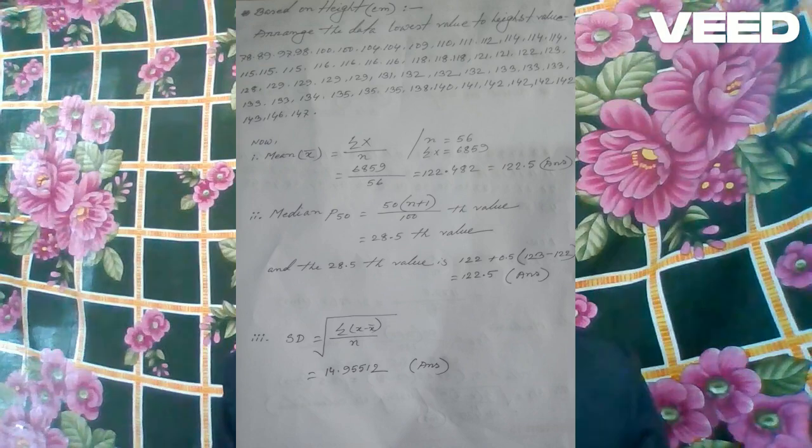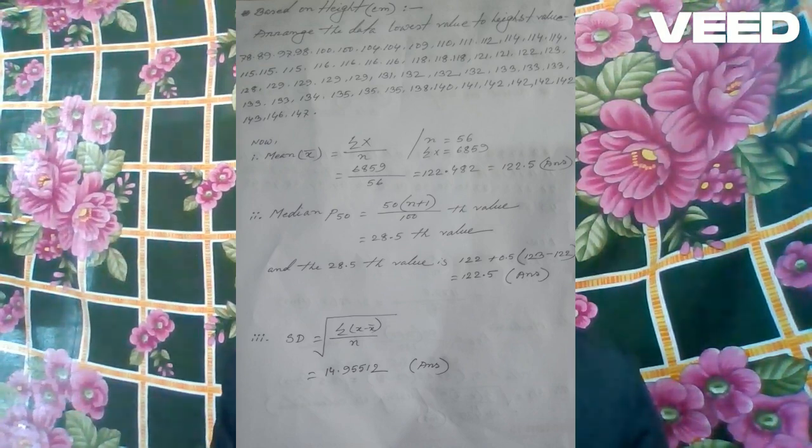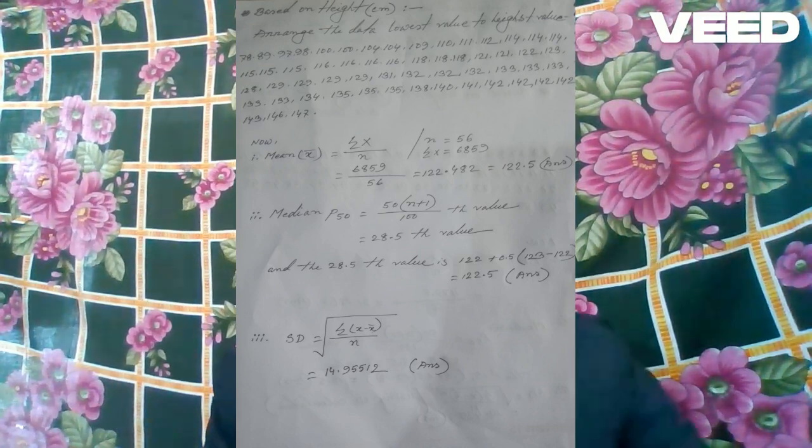Height samples are first arranged small to large. The mean is 122.482, median is 122.5, and SD is 14.9451. Question number 8. Why is BAZ a good indicator compared to others like WAZ, WHZ, and HAZ?